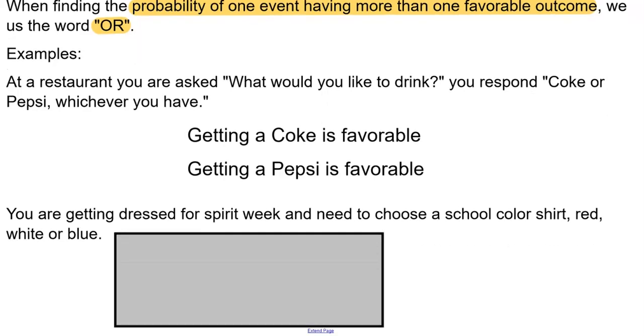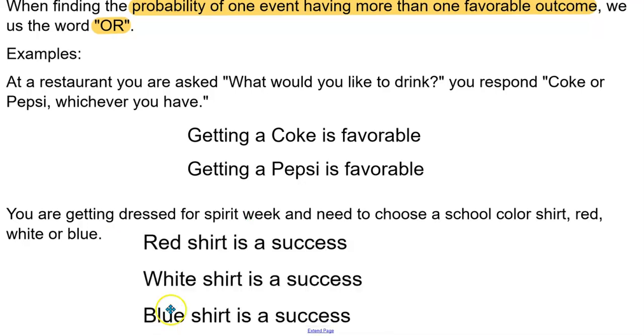Another example, what if we're getting dressed for Spirit Week? And so we want to rock our red, white, or blue shirt. We don't know which one we want. So if I get any of the three, that is happy. So if I get a red, that would be considered a successful Spirit Week. A white shirt would be considered a successful Spirit Week. A blue shirt is considered a successful Spirit Week. All because we had the word or.